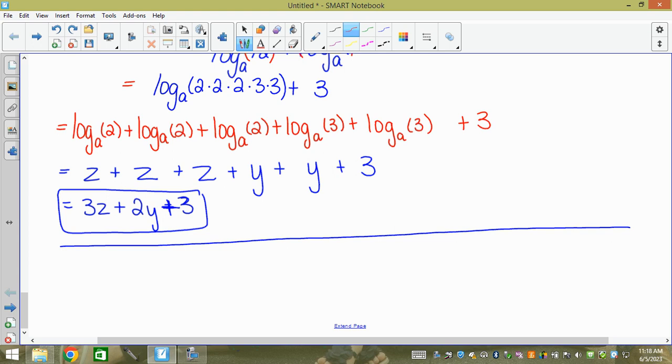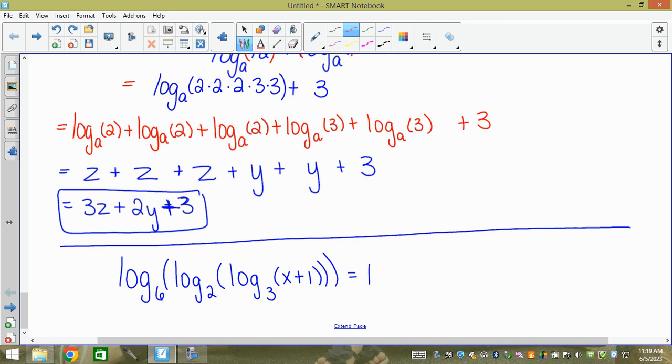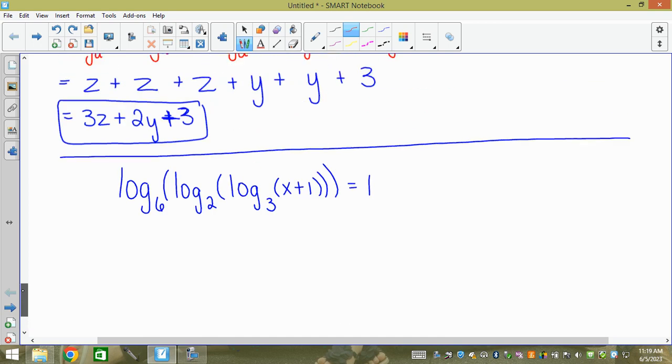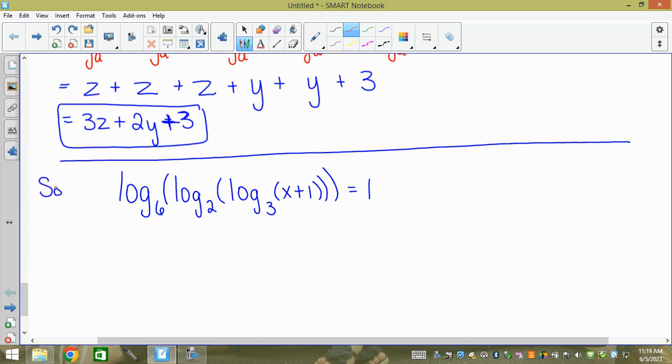Okay, this one I want you to do. Log base 6 of log base 2 of log base 3 of x plus 1 equals 1. And this will say solve. This looks hella overwhelming, but it is not. You just have to work your way from the outside in, converting to exponential.